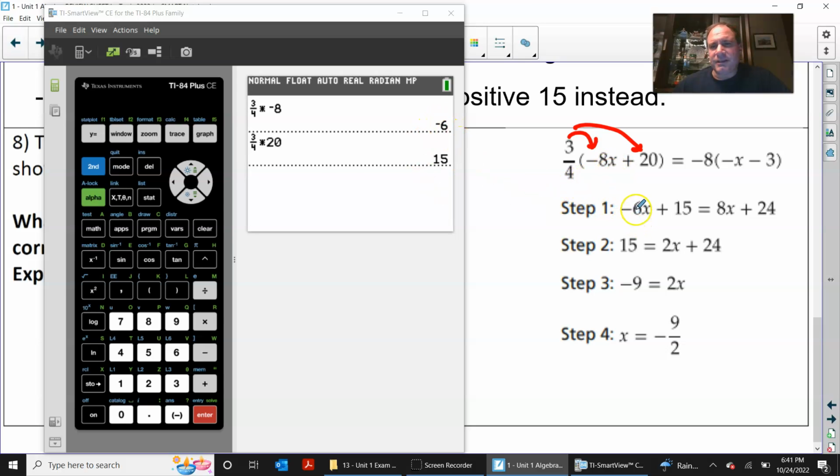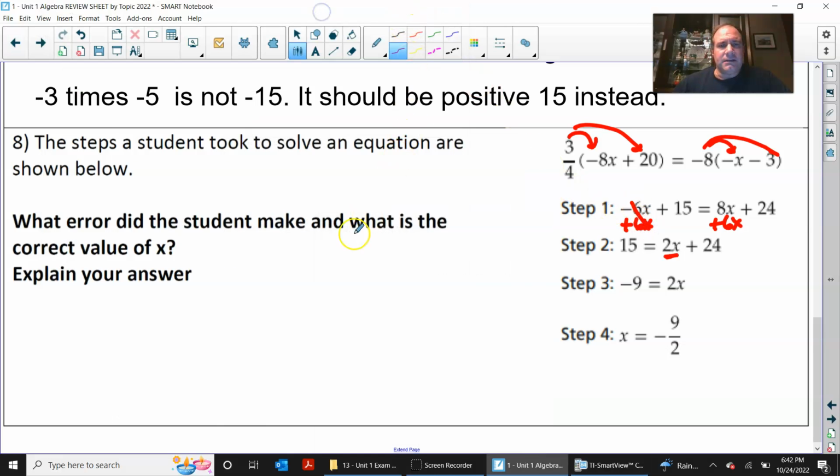That is negative 6. You can see on my calculator, 3/4 times 20 is 15. And then I'm going to do negative 8 times negative x is positive x. And then negative 8 times negative 3 is a positive 24. So now at this point right here, you're supposed to add 6x on both sides. Let's see if that is the case. If you're adding 6x on both sides, it does not come out to be 2x. So that's where the mistake is made.